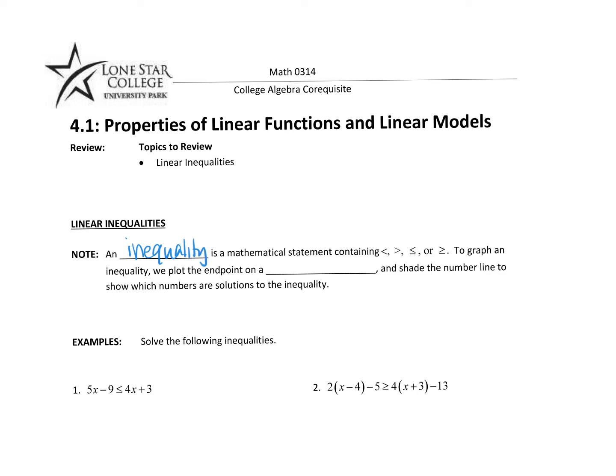is a mathematical statement that contains one of these four symbols. And unlike an equation, in order to actually solve this, we have to produce what's called a number line. So we have to graph it. And we plot the endpoint on a number line here. And we're going to shade the number line to show which numbers are solutions to the inequality.